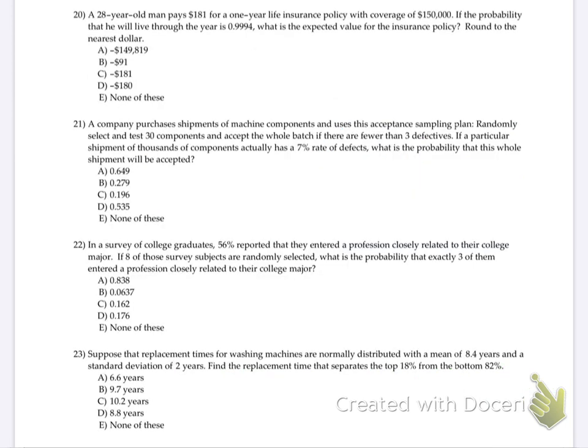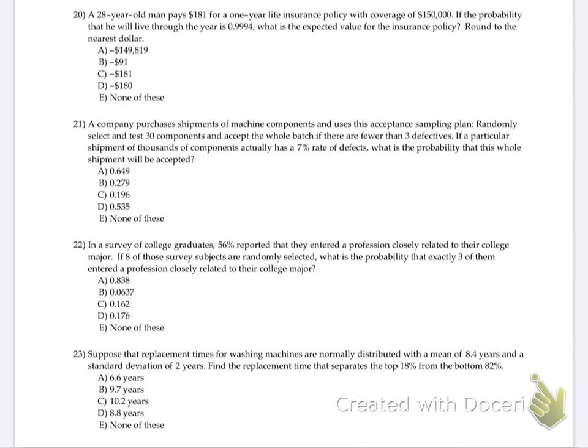Number 20. A 28-year-old man pays $181 for a 1-year life insurance policy with coverage of $150,000. If the probability that he will live through the year is 0.9994, what is the expected value for the insurance policy? Round to the nearest dollar.